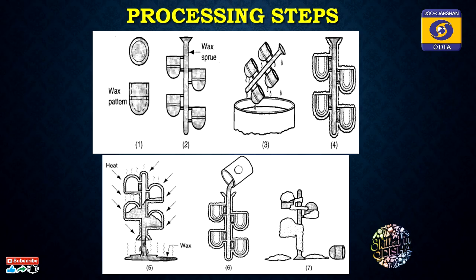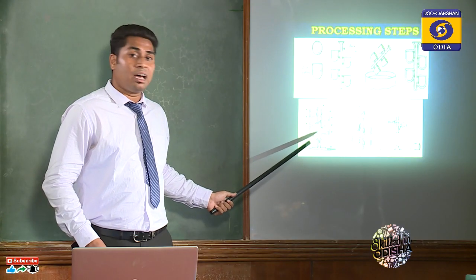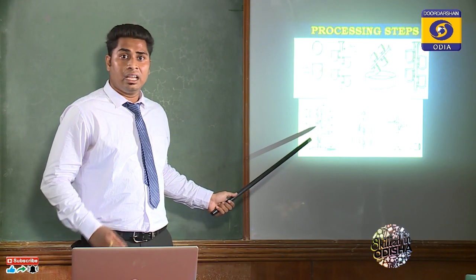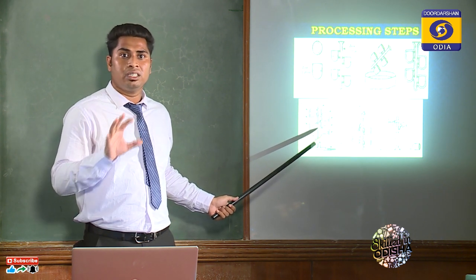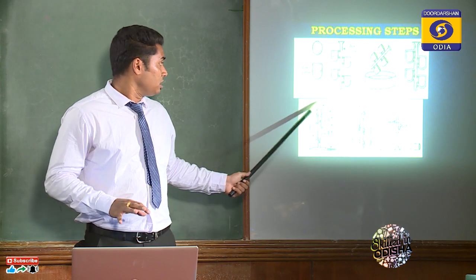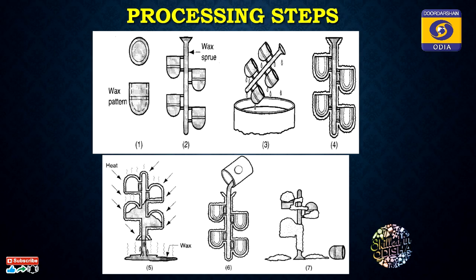You can see here the heat is applying and the melting of wax is going on, and now the melted wax is settled down. This is the melted wax. All the wax is melted by using heat, and the wax is completely removed now from that tree pattern. This is the very important step in this investment casting process, the melting of wax and to remove the melted wax from the tree pattern.